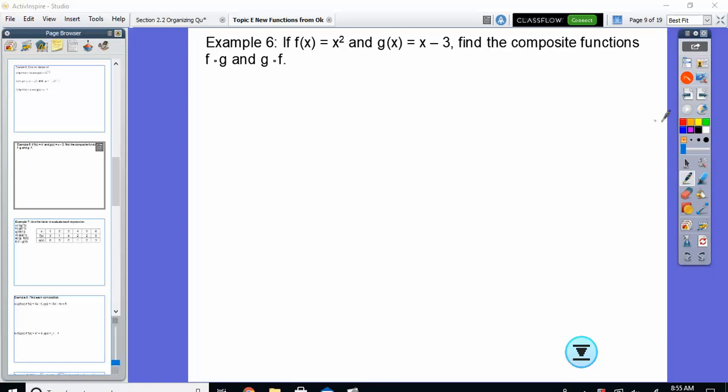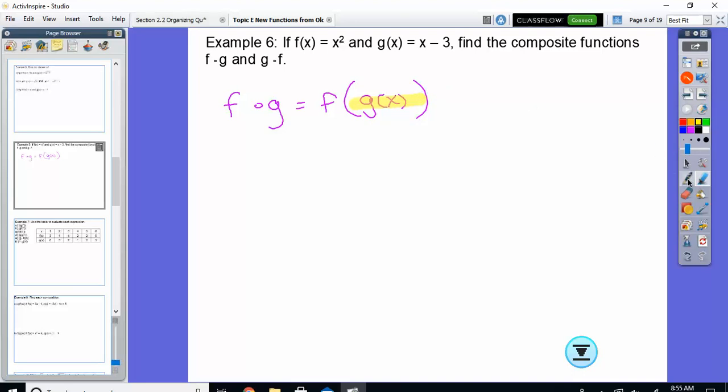Okay, what is a composition? If I say F composed with G, what does that mean? You're doing both functions, so F composed with G. You might also see it written with parentheses, F of G of X. Do you start on the inside or the outside?